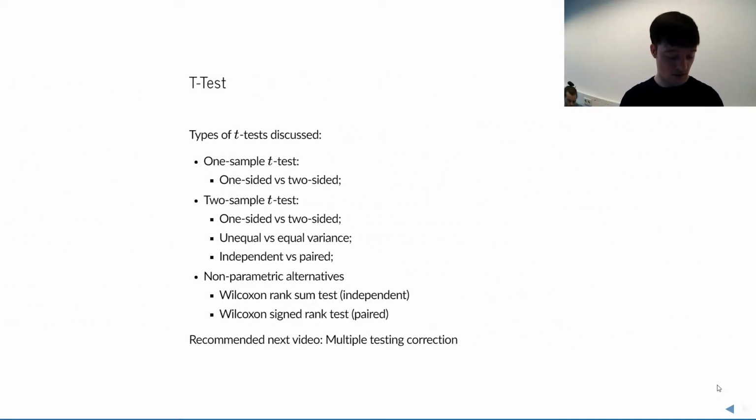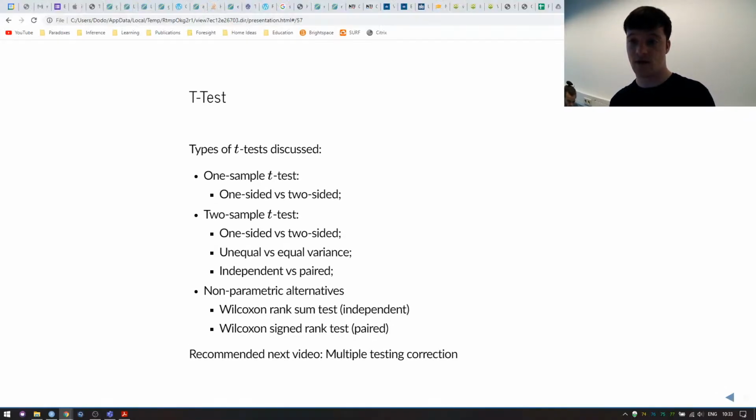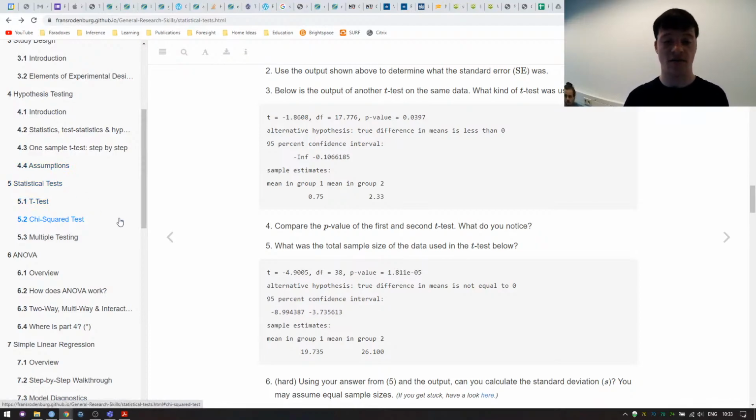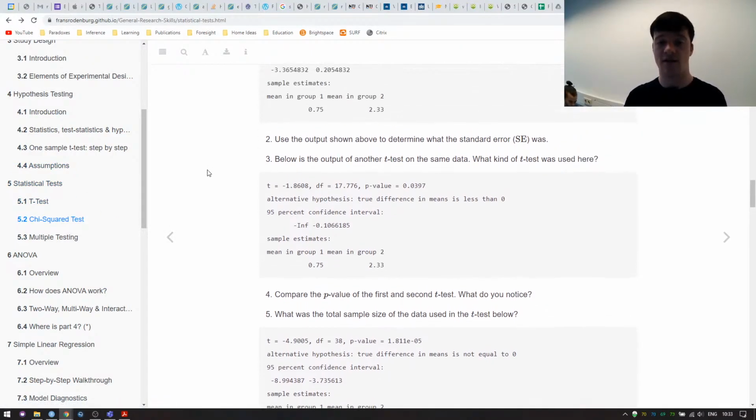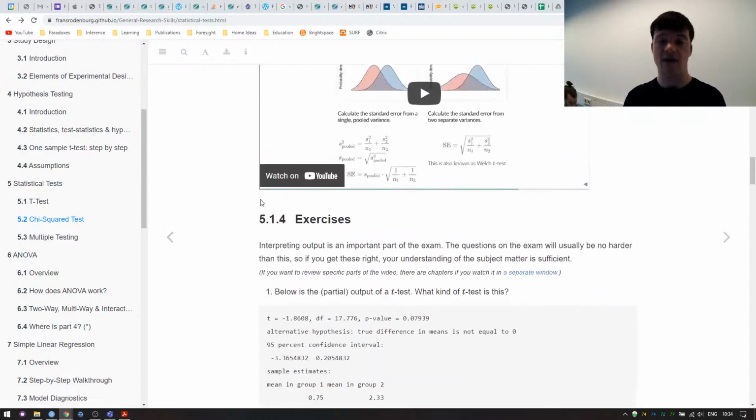So that is all for today. I will show the exercises one more time. The exercises are on chapter 5. I updated it this morning, so if you already saw it earlier, please have a look again.